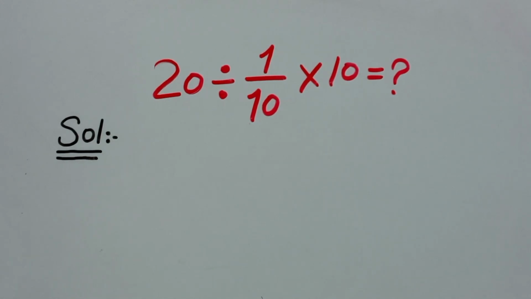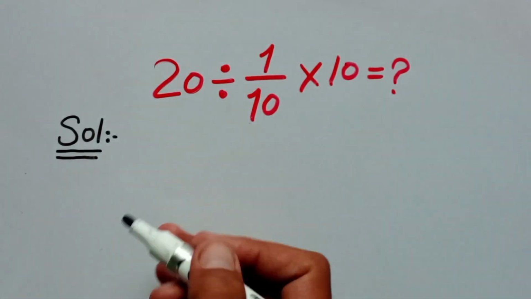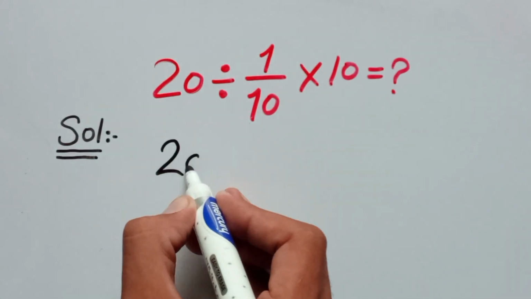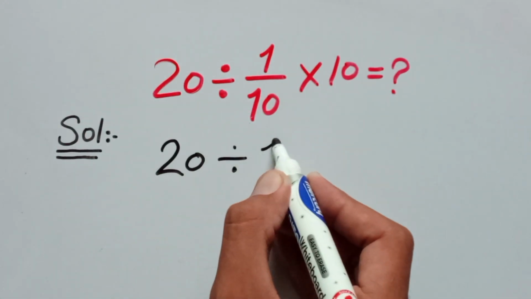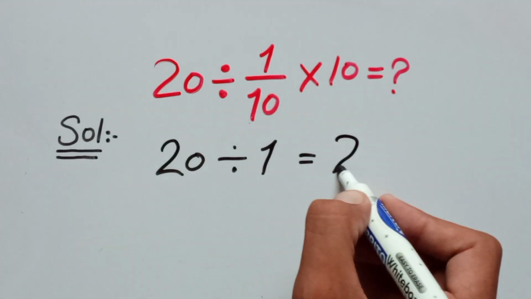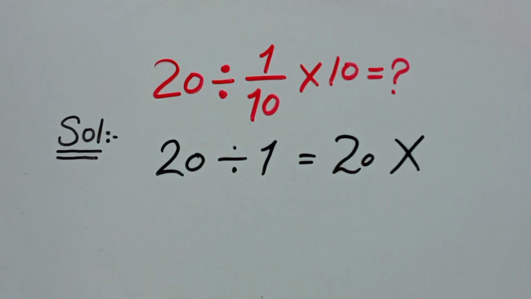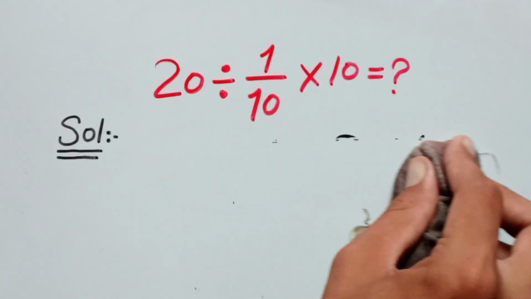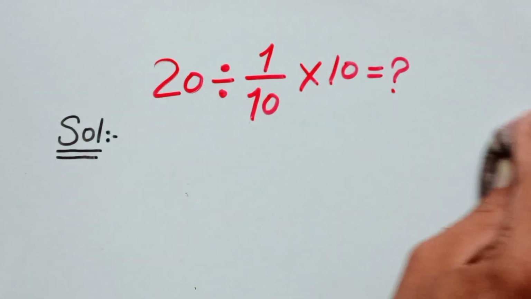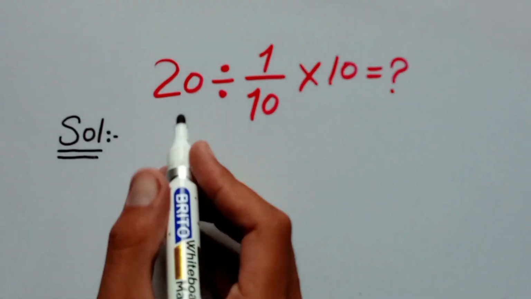So mostly people can get this question wrong. They can cancel 10 and 10 with each other, and the answer is 20 divided by 1, which is equal to 20. But guys, this answer is wrong, because of the order of operations, which is PEMDAS, where division and multiplication have equal priority, and we have to go from left to right. So we can solve this expression from left to right.